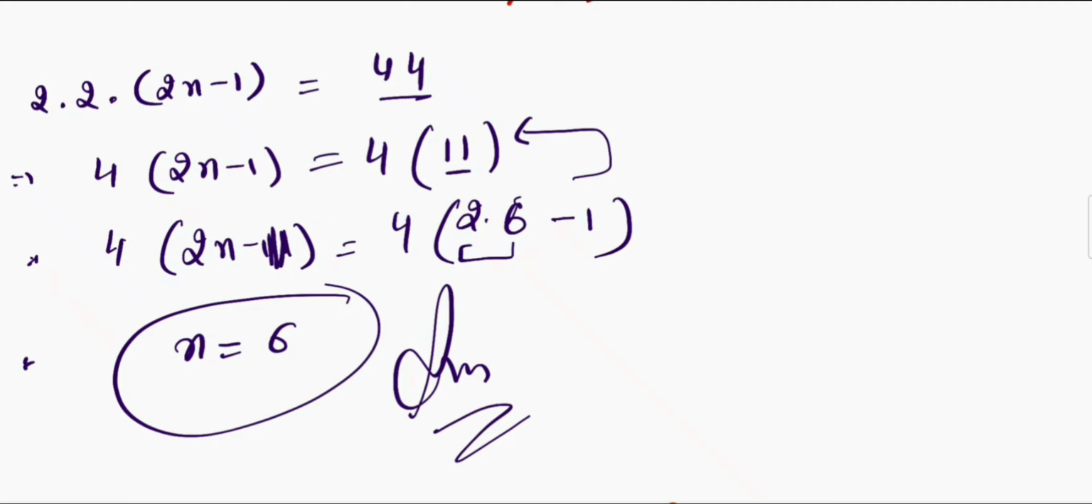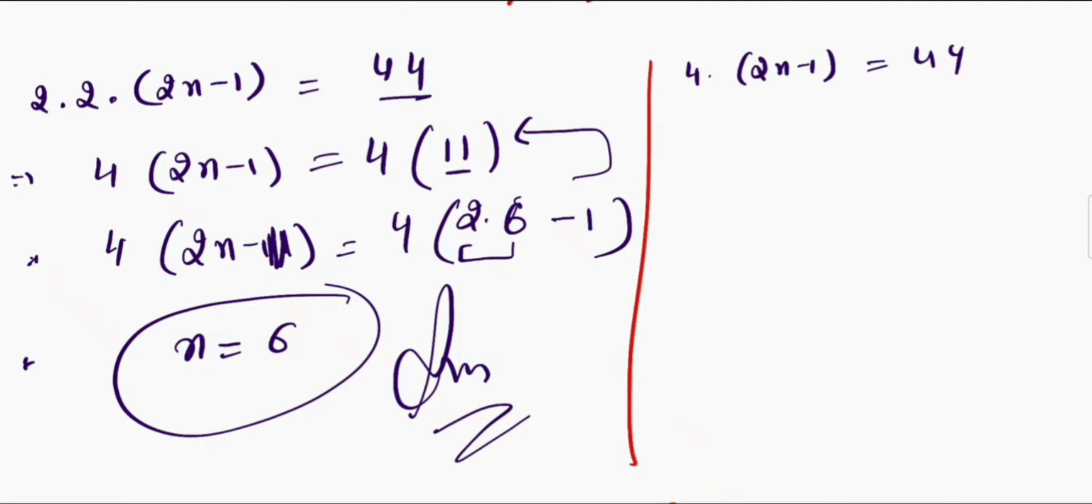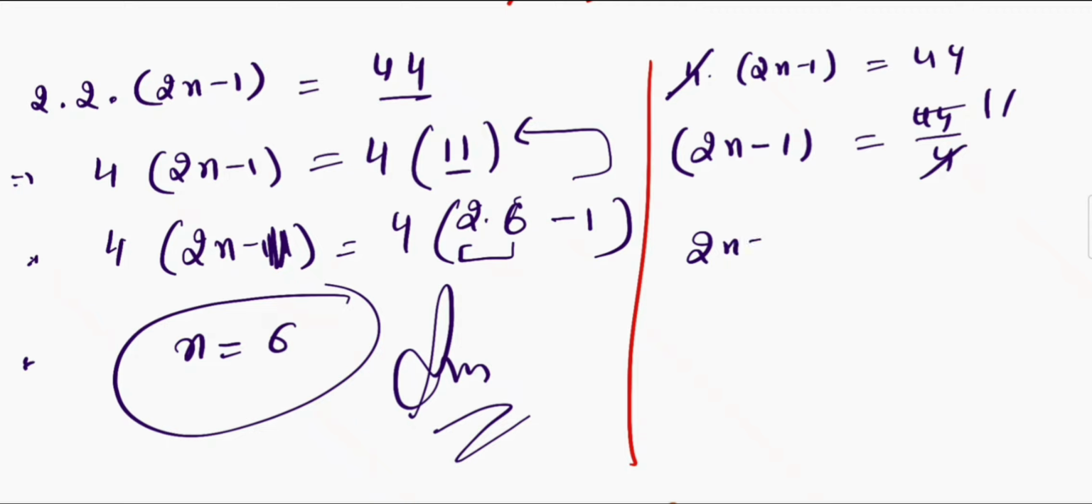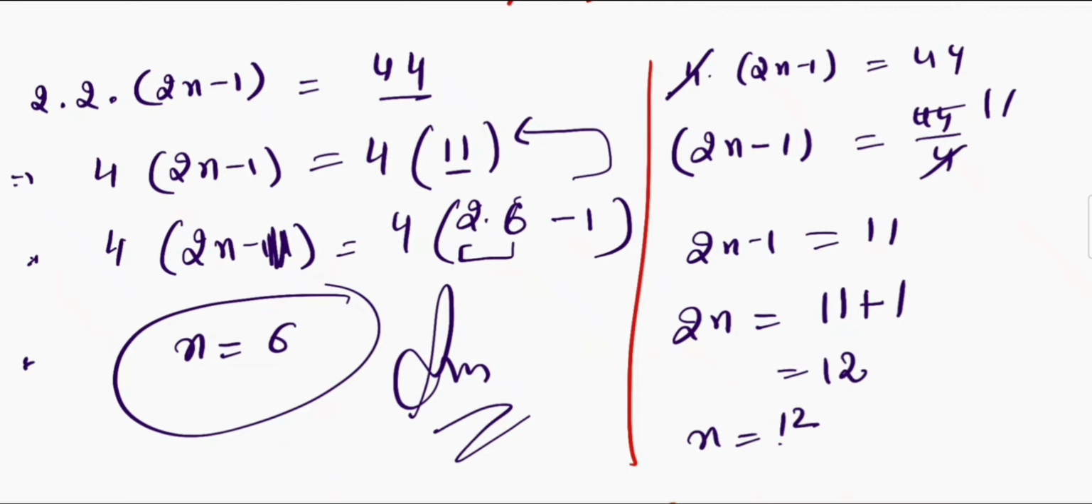And there is one more way to solve this question. We can write this as 4 into (2n minus 1) is equal to 44, and this 4 I will take to that side. So I will get here 2n minus 1 is equal to 44 divided by 4, which is equal to 11. And 2n minus 1 is equal to 11, and 2n is equal to 11 plus 1, which is equal to 12, and n is equal to 12 divided by 2, which is equal to 6.